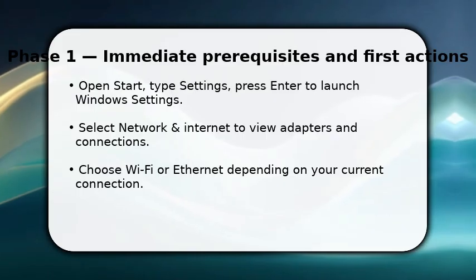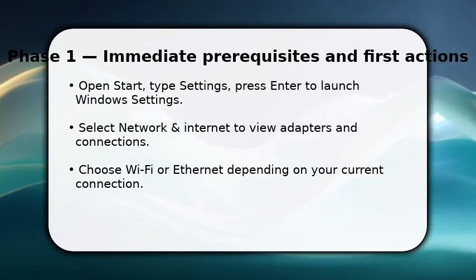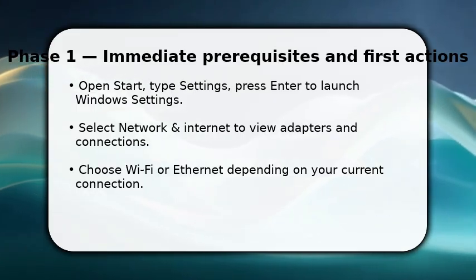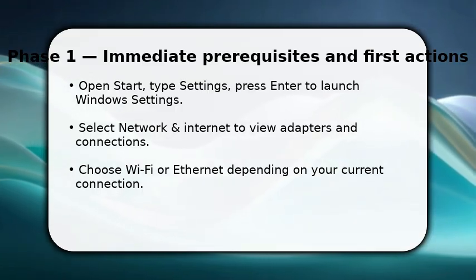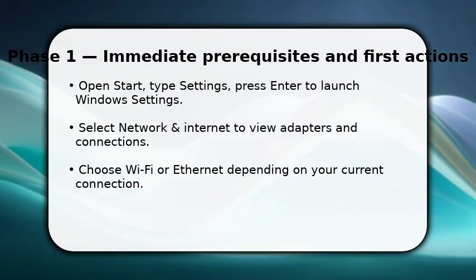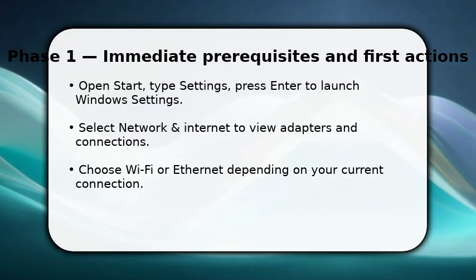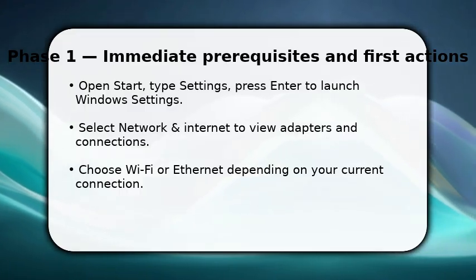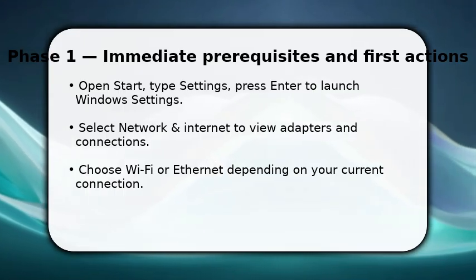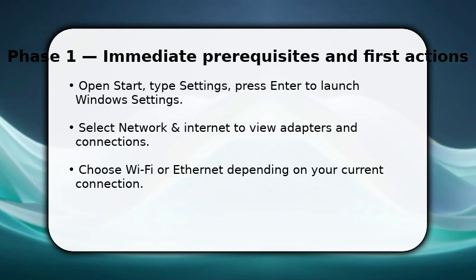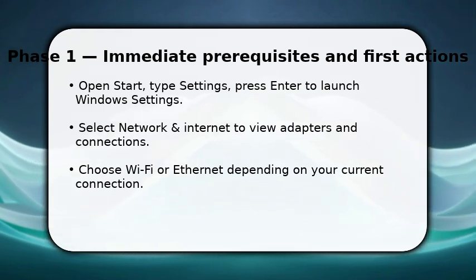Once in Network and Internet, pick the active adapter, Wi-Fi if wireless, Ethernet if cabled, because the MAC address is tied to that adapter. Make sure to click the adapter name rather than a general menu. This reveals detailed properties. You'll see a list of connection details soon, so don't navigate away. Stay focused on the adapter page to proceed to the next step.